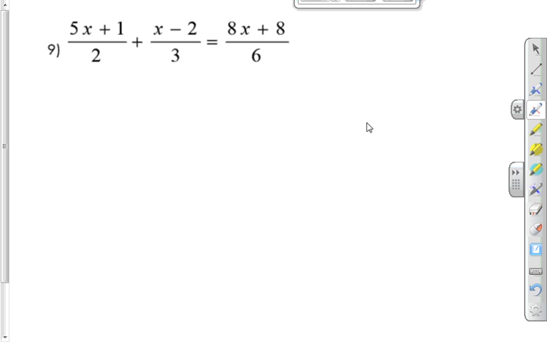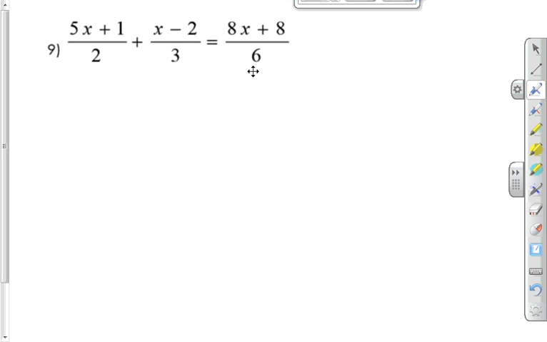In today's episode, we are looking at solving equations with fractions and decimals. This is problem number 9 from your homework. In this problem, we have three terms, each of which are fractional expressions, and each numerator has a binomial expression. We have a denominator of 2, a denominator of 3, and a denominator of 6.